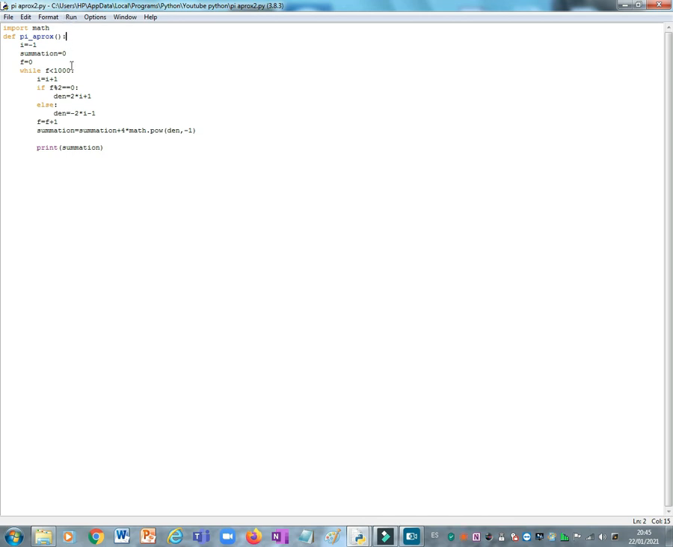Okay, so while f is smaller than 1000, i is going to be equal to i plus 1, and if f is divisible by 2, then the denominator is going to be 2i plus 1. It's going to be positive, and else it's going to be negative. So this is how it works. Summation is equal to summation plus 4 times math.pow(denominator, -1). This means denominator to the power minus 1. It has to print summation.